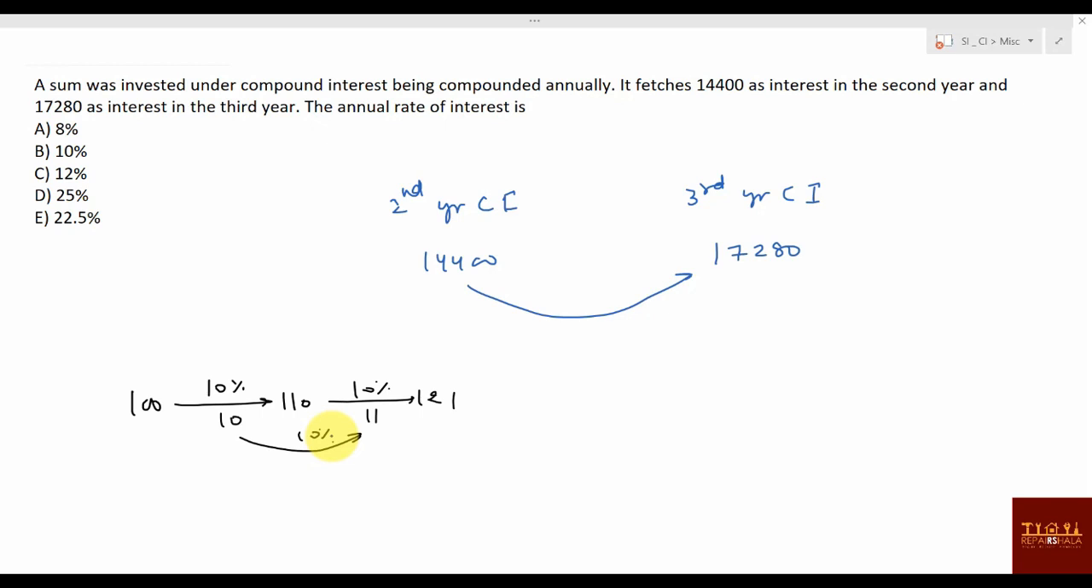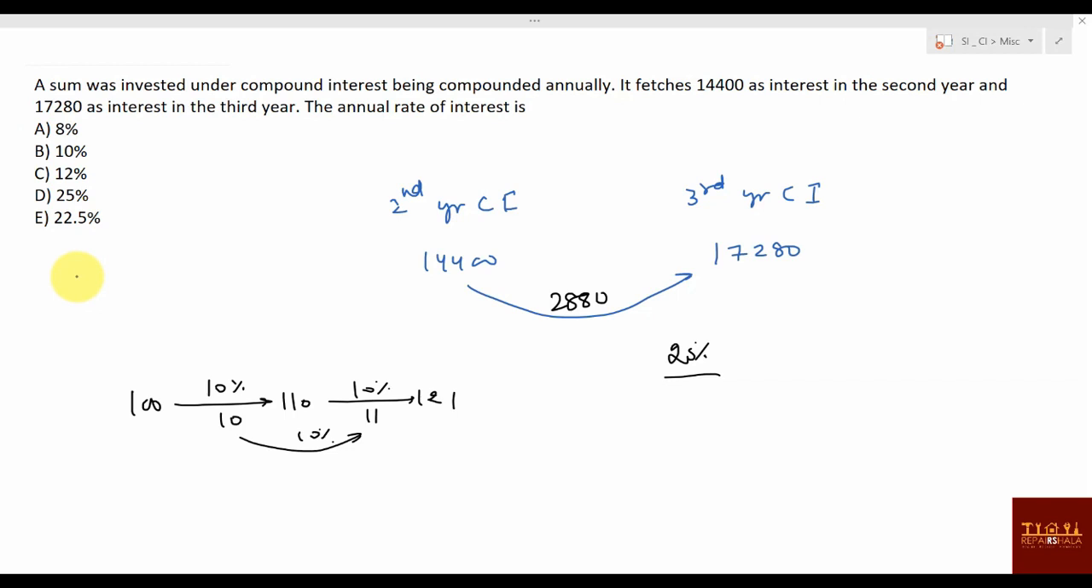If I find how much percentage change is happening between the first year and second year, I can say that is the same as the rate of interest. Same thing I can find here. How much is the extra change coming here? 2880. 2880 is how much percentage of 144? That is 20%. So 20% change is happening. 20% change means 20% is the rate of interest.